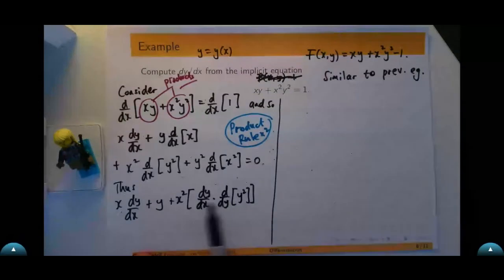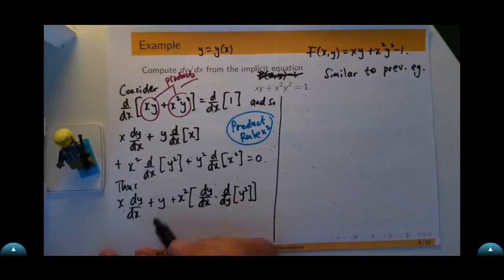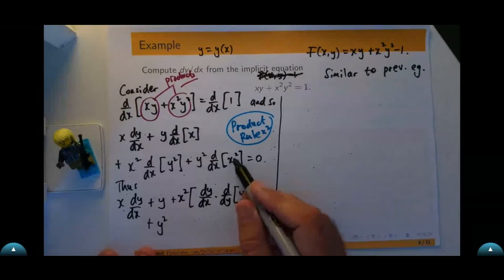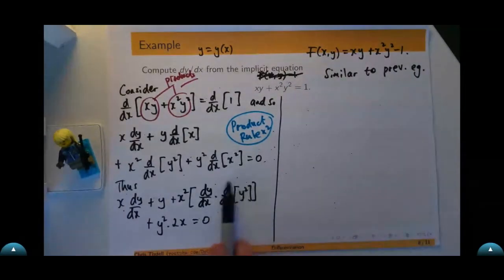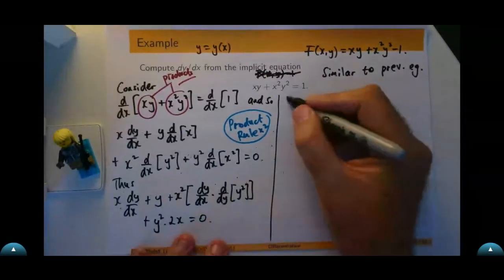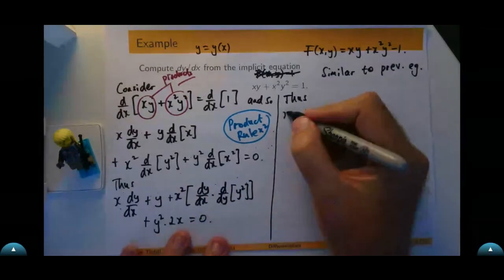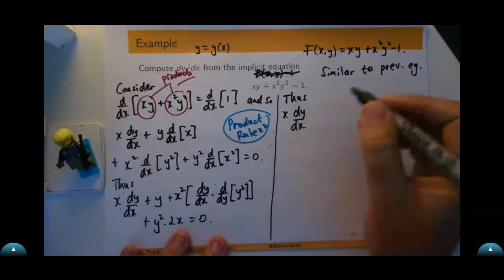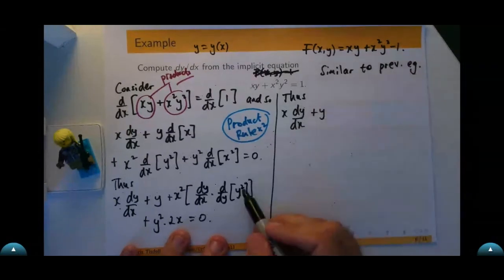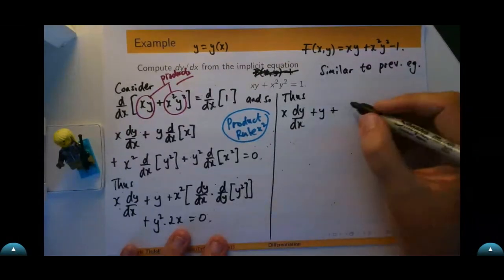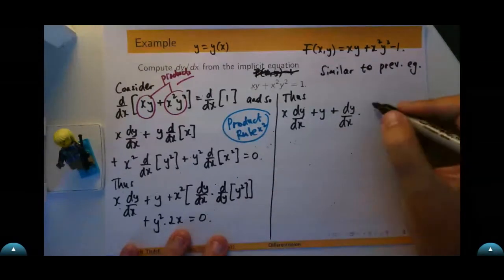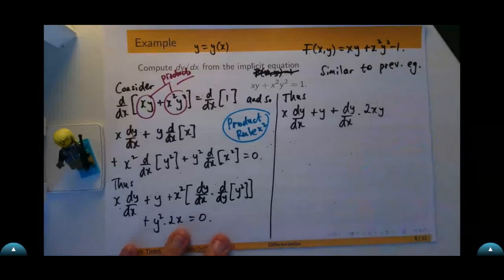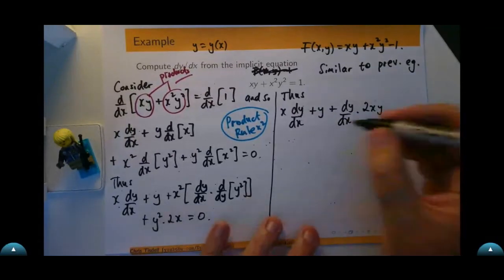Okay, that extra bracket, you don't really need that. And what about this one? So the derivative of x squared with respect to x is just 2x. So now all we need to do is simplify this. That's going to become 2y. So dy dx times 2xy. And I've got this down here.